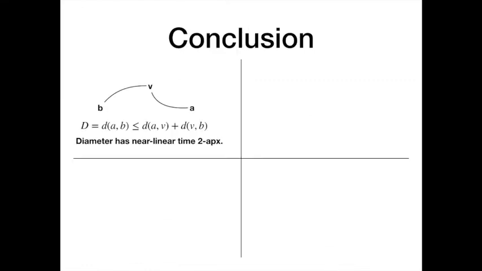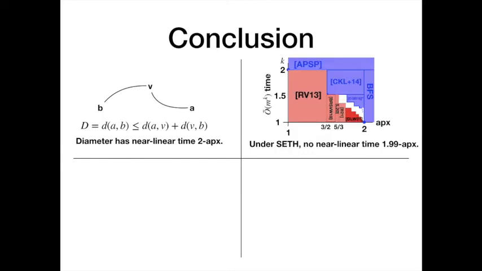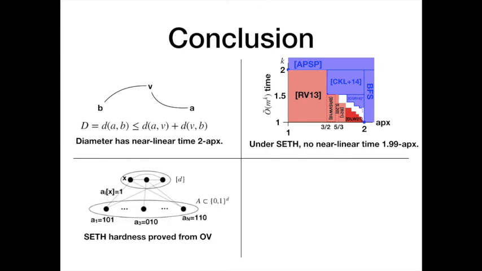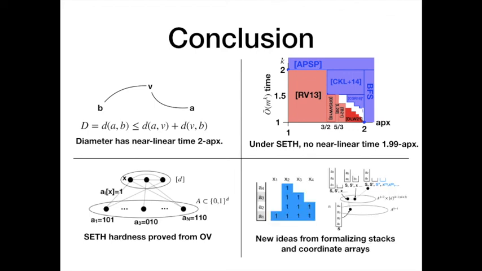Now, just to wrap up, we started by talking about diameter algorithms. We talked about how there's a near linear time 2 approximation, and our punchline is that under SETH, this 2 approximation is tight. There's no near linear time better than 2 approximation. We talked about some of the ideas. We reduce from orthogonal vectors, and we have these new ideas from formalizing these stacks and coordinate arrays.